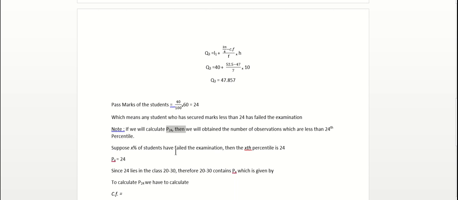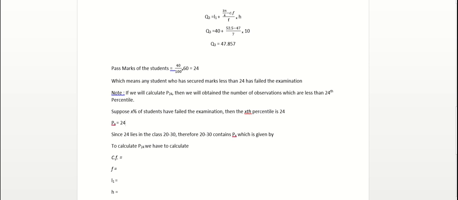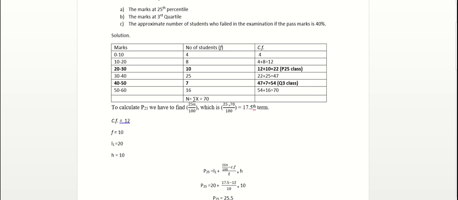So suppose x% of the students have failed the examination, then the xth percentile, Px, equals 24. We don't know how many students failed the exam, so we are assuming that x% of students have failed. Px is already given to us, it means below 24, whosoever would be there, will fail, right? So Px is 24. Now we will see where 24 lies, okay? Here you see 24 lies between 20 to 30 marks, right? So this is also the P24 class, so we will take this class interval.